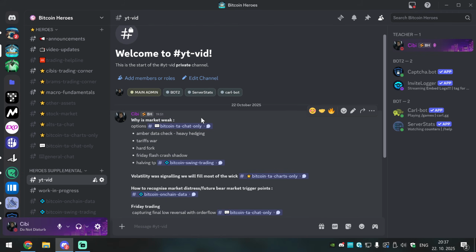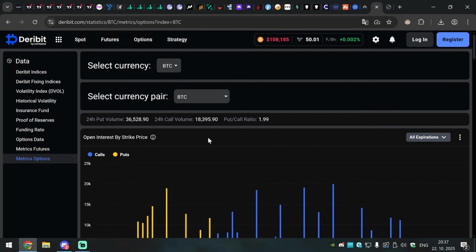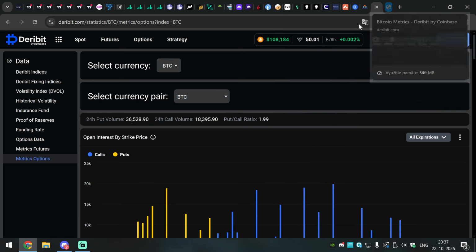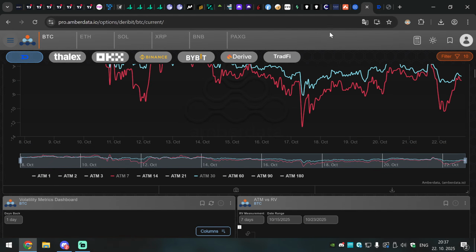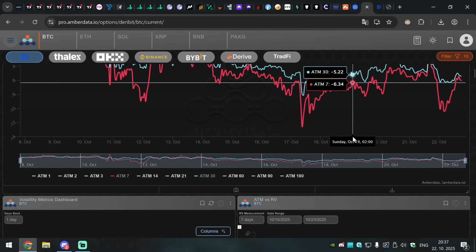Why is the market weak? This is a really good topic. So we will start with the options. For the options, I'm using Deribit and I'm also using the Ember data. In the near future, I plan to release a course for our traders on options, so they will soon understand how they can use this to their benefit.